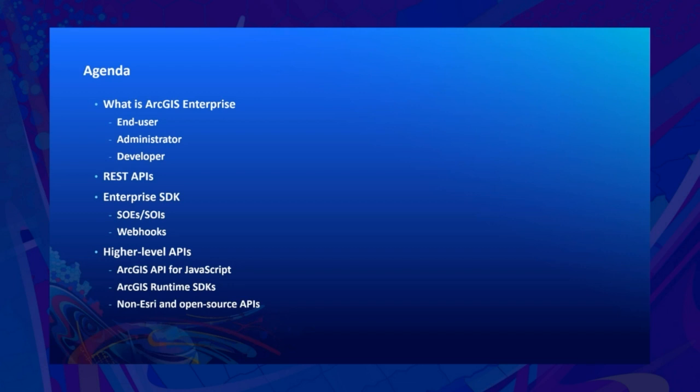And then to round things out, we'll talk about the higher level APIs that are available to interact with ArcGIS Enterprise. It doesn't all have to be REST APIs that you directly have to write queries against using your favorite coding tools. You can actually use these higher level APIs, such as the ArcGIS API for JavaScript, ArcGIS Runtime SDKs, and also several non-Esri and open source APIs that know how to talk to ArcGIS Enterprise and its various services.